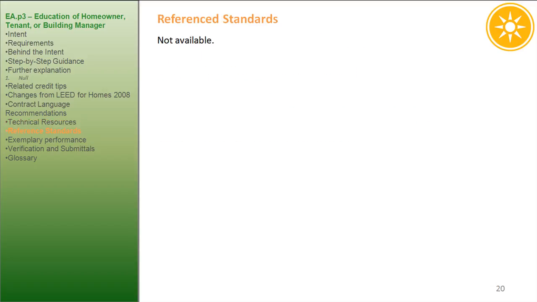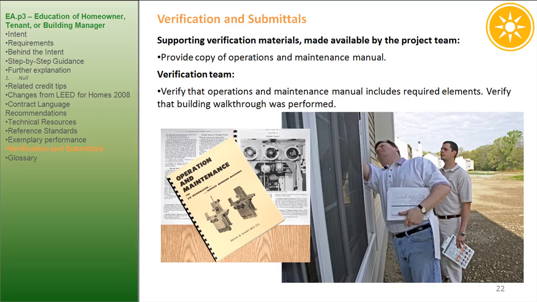Referenced standards. Not available. Exemplary performance. Not available. Verification and submittals. Supporting verification materials, made available by the project team. Provide copy of operations and maintenance manual. Verification team. Verify that operations and maintenance manual includes required elements. Verify that building walkthrough was performed.